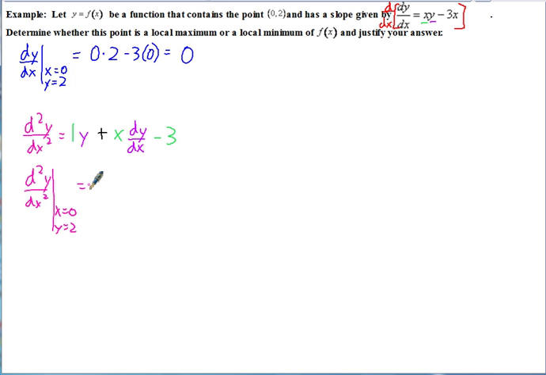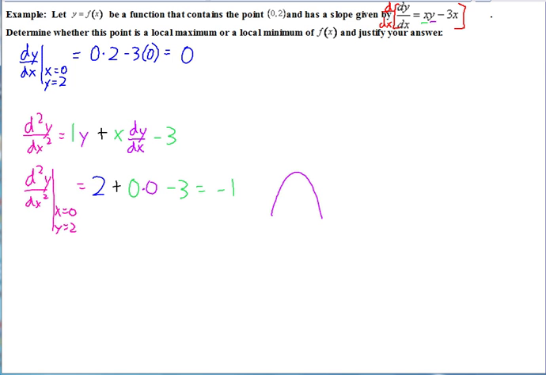So we've got y there, so we've got 2 there for y. Plus, x is 0, so that wipes that one out. And the derivative is also 0 at this point, so it's like 0 times 0 there. So that wipes that whole thing out, and then minus 3. So we end up with 2 minus 3, which is negative 1. Since the second derivative is negative, we know it's concave down.